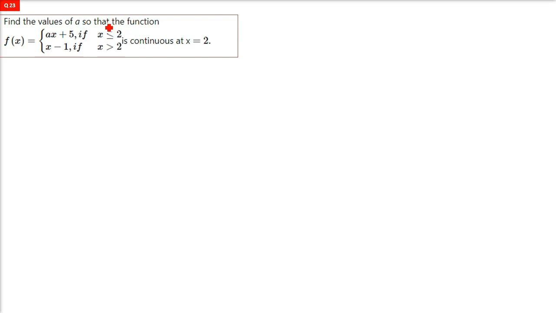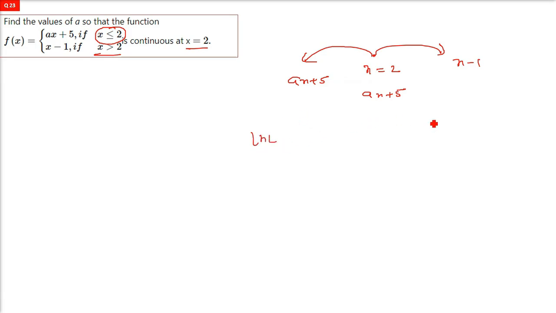Find the values of a so that the function is continuous. Now, this is at x equals 2, so left and right you have to see. It is already given that for x less than 2, it is ax plus 5, and at x equals 2 also it is ax plus 5. When it is higher than 2, you have to use x minus 1. Left hand limit and right hand limit both need to be computed.